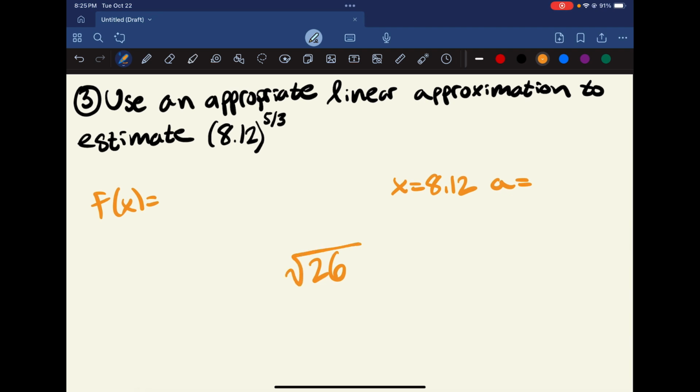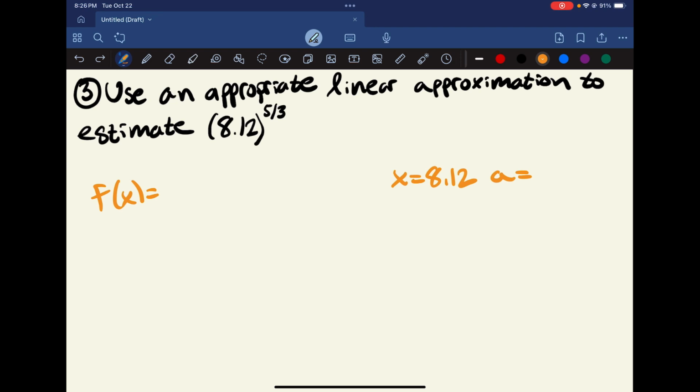Or you were trying to use a linear approximation to estimate the square root of 26, then 26 wouldn't be a decimal, but the square root of 26 is a weird decimally number, so you definitely wouldn't be able to come up with that just off the top of your head. So your a would be 25, right? And your x would be 26. So it doesn't necessarily have to be a weird decimally number, but it's definitely a number that you can't easily figure out. You know what I mean? So your a is the number that's pretty close to your x that you can easily figure out.